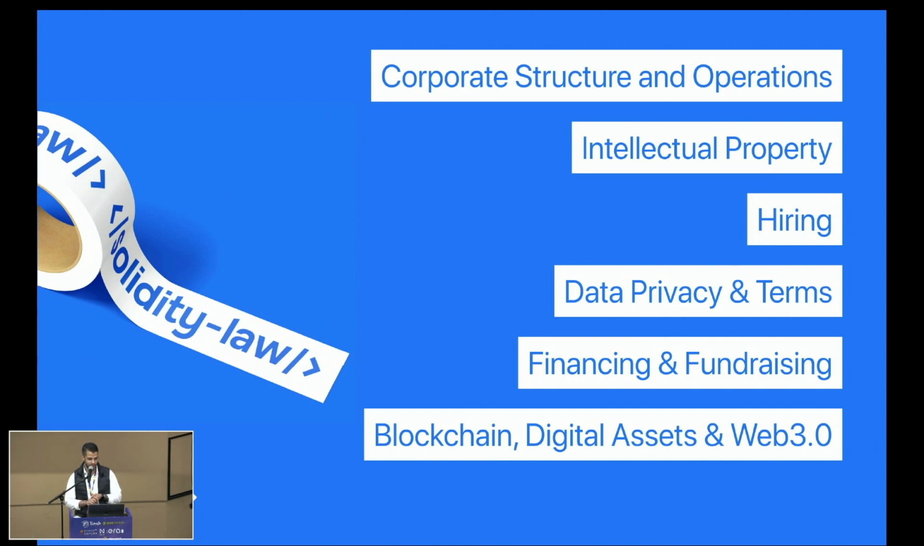So with that being said, the 6 pillars that I do want to talk about are the corporate structure and the internal operations for your company, intellectual property, your hiring practices, data privacy and the terms you have with third parties, anything when it comes to fundraising and financing, and then of course the more important things for you guys, the blockchain, digital assets, and Web3 aspects to your projects, right?